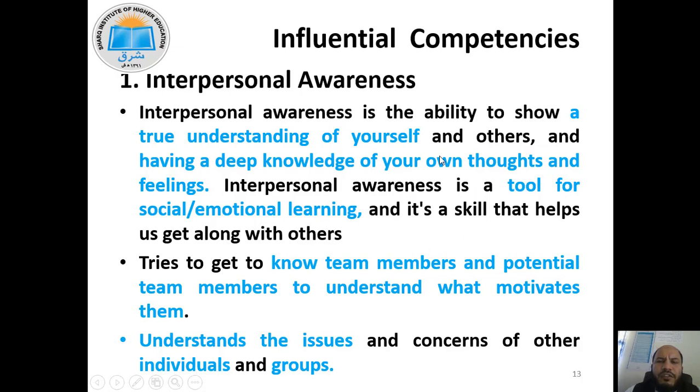If we understand our feelings and our thoughts, we can easily communicate and work with people. So a manager should have the skills to understand himself, his thoughts and feelings. And he should try to get to know team members, their potential, and understand how he can motivate them. He should also understand the issues and concerns of individuals and groups. All of these three things are linked with the interpersonal awareness of project managers.